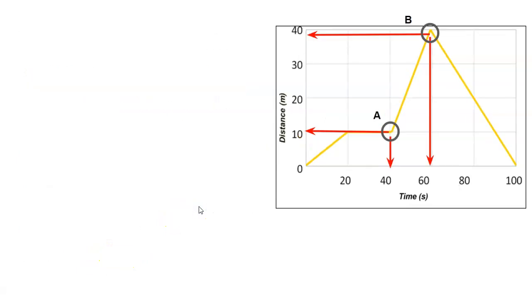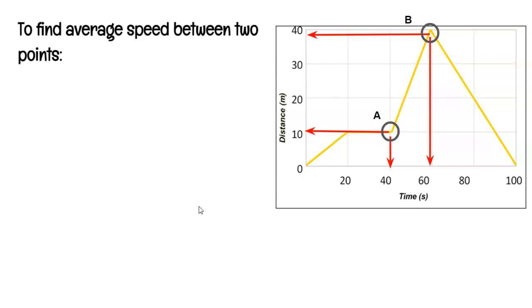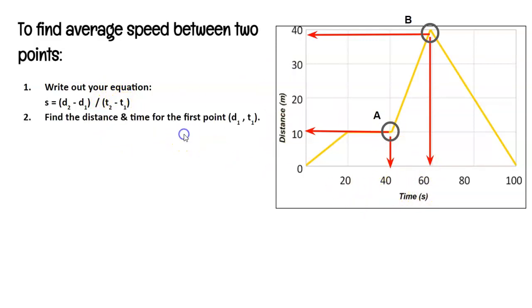Now what if you have to calculate speed between 2 points using a graph? Again, it's very simple. We just follow a few steps. So to find the average speed between 2 points, I first write out my equation. Remember, my equation for finding the average speed between 2 points is just expanded, but it's essentially your slope formula. It's your rise over your run. That's all it is. So it's speed equals d2 minus d1, because distance is our y value, over t2 minus t1, because time is our x value.